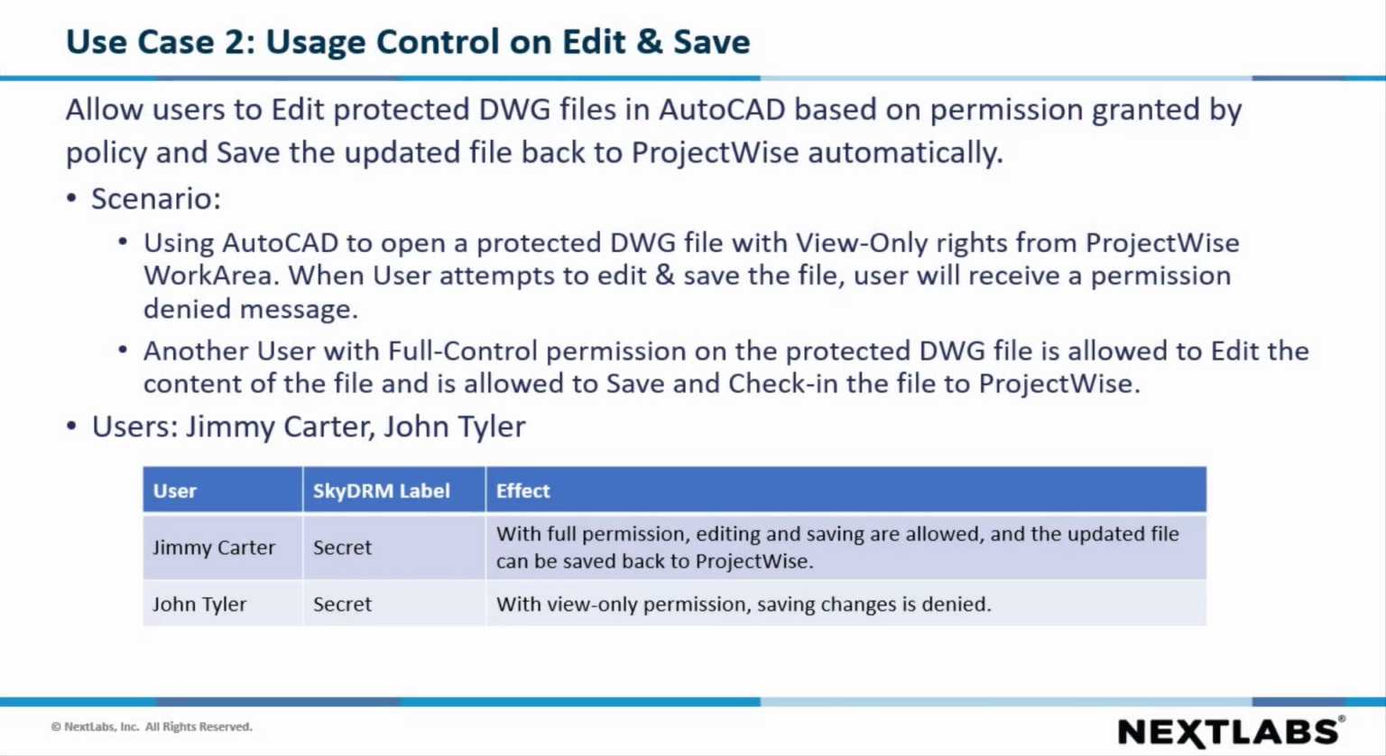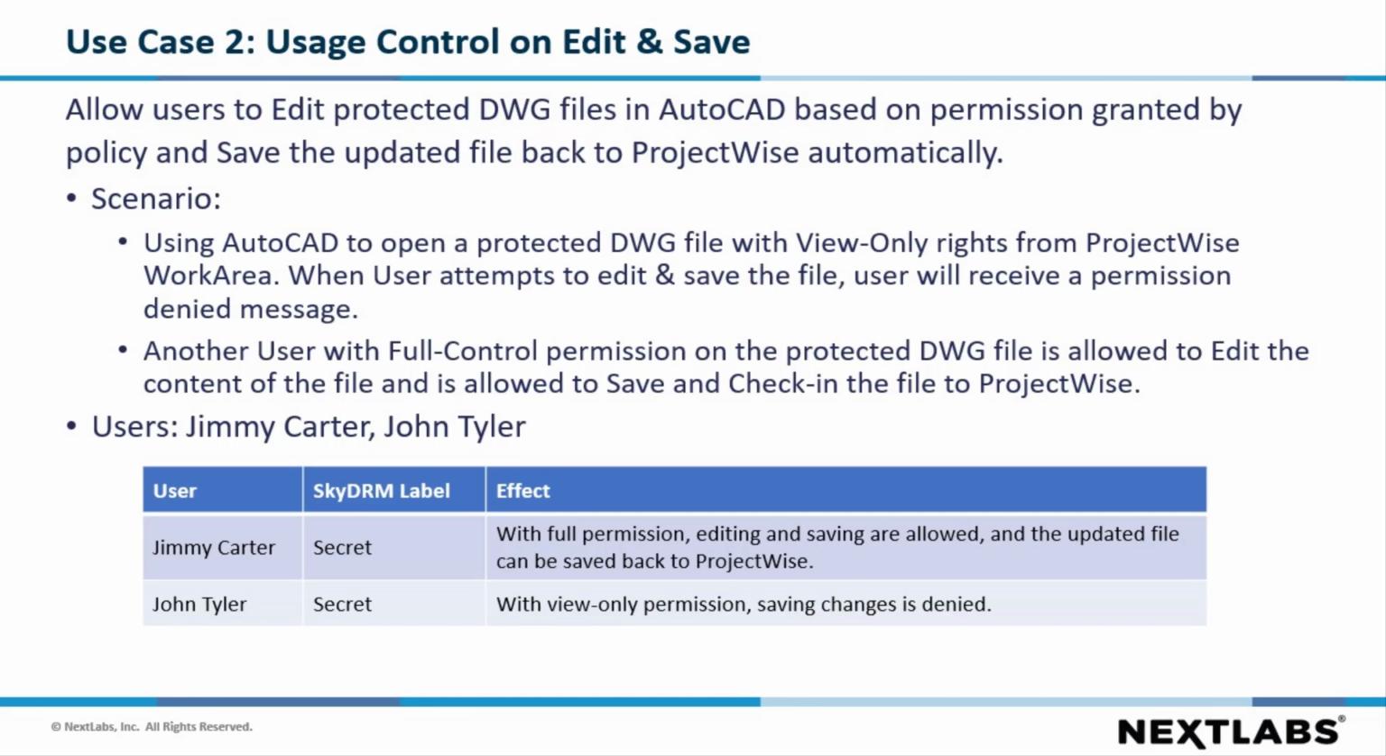Use case 2, usage control on edit and save. This use case demonstrates how users are allowed to edit protected DWG files in AutoCAD based on permissions granted by policies and save the updated file back to ProjectWise automatically. We will use AutoCAD to open a protected DWG file from the ProjectWise work area. When a user with view-only rights attempts to edit and save the file, they will receive a permission denied message.